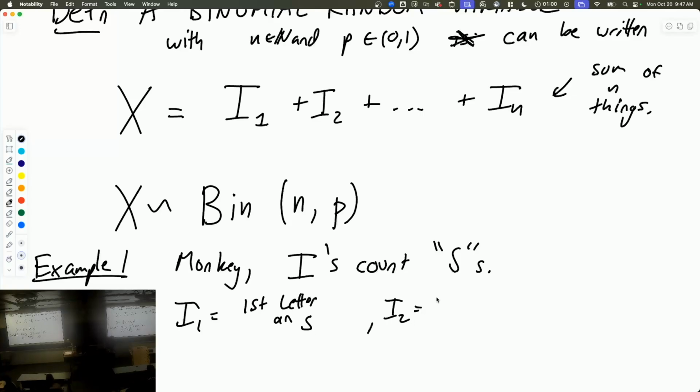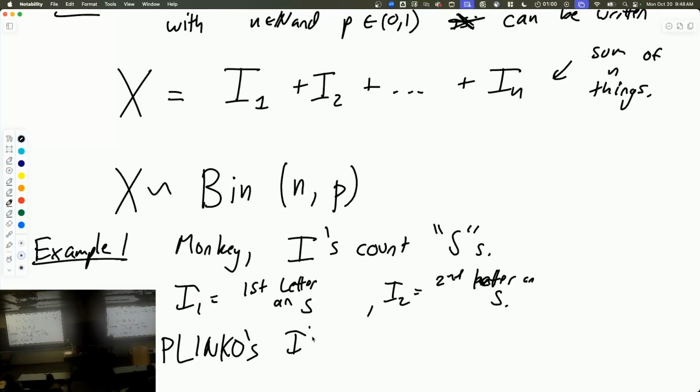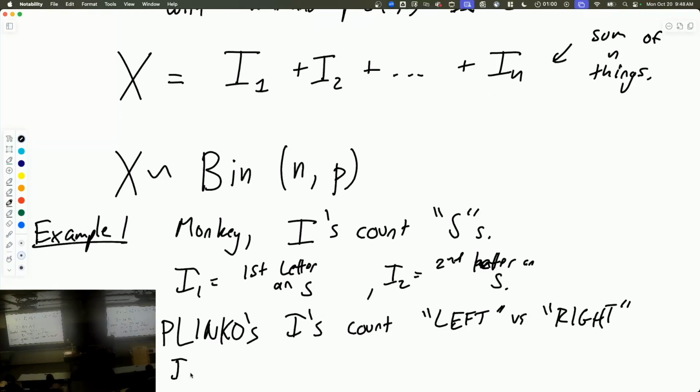I2 is the second letter, an S. The other example that equally well fits is the Plinko board. In the Plinko board, the i's count if you go left or right. So the i's count lefts versus rights, and you could just arbitrarily decide that it should count lefts. Left is better than right, right? The first direction is left. Let's say that, and I2 is the second direction is left.